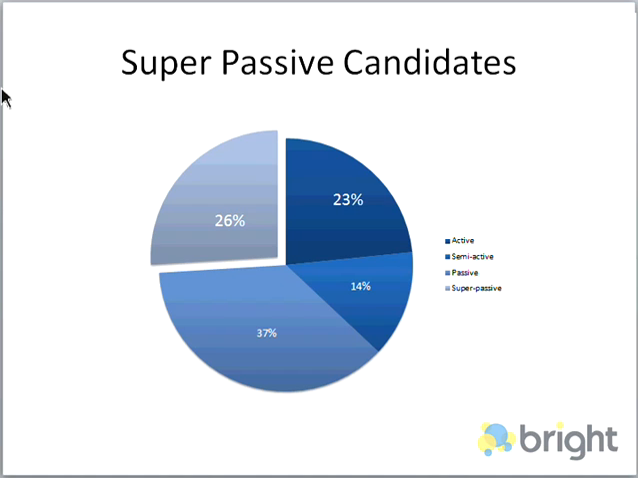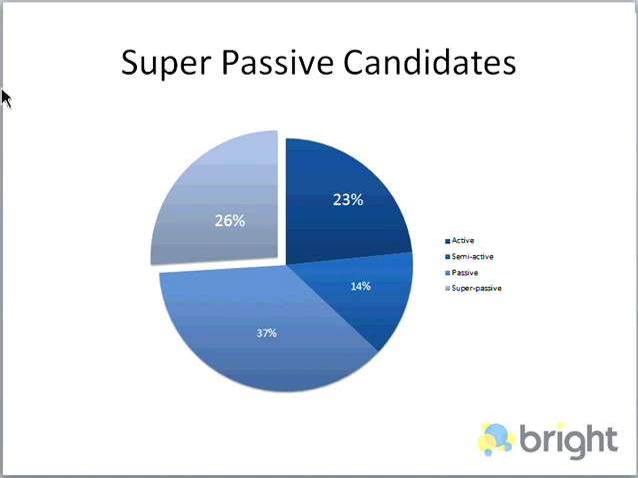So those are the four groups of the candidates here. So we have the active candidates who are actively looking for a job. We have the semi-active candidates who are just thinking about moving. We have the passive candidates who are employed but are open to new opportunities. And then we have those super passive candidates who are employed and are not currently considering a new opportunity.